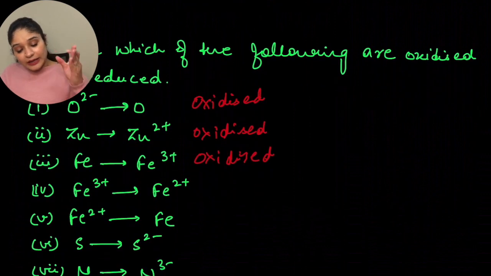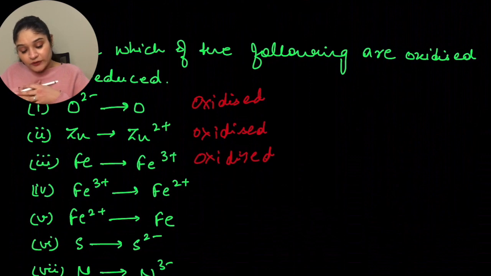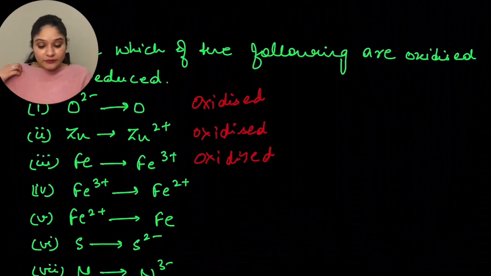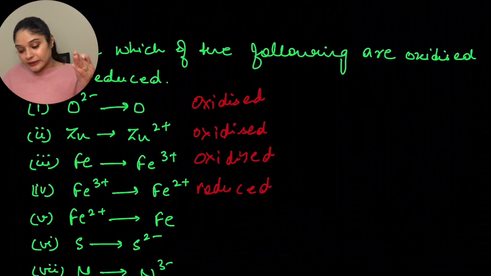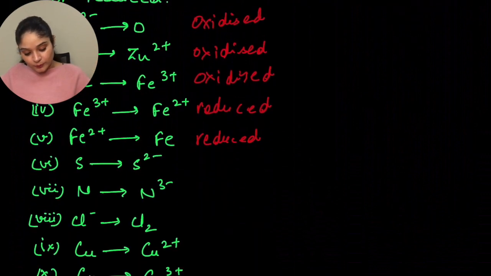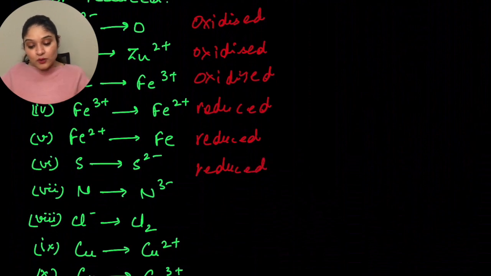Then you have an ion, Fe3+, and that is giving you Fe2+. So one of the electrons is being gained. So that means it is being reduced. Then the next one is Fe2+ giving you Fe. So that is also reduced. Then you have S giving you S2-. So that is also being reduced. Then you have N giving you N3-. That is also being reduced.